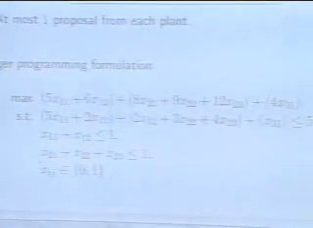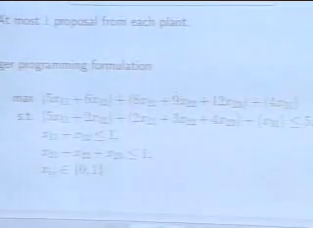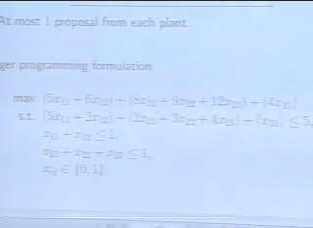Here is the integer programming formulation for this problem. x1k, so here the variable xjk would stand for accept proposal k from plant j. So xjk, the 2 variables, this is the interpretation of that. So if xjk is equal to 1, it means that from plant j you're accepting proposal k.